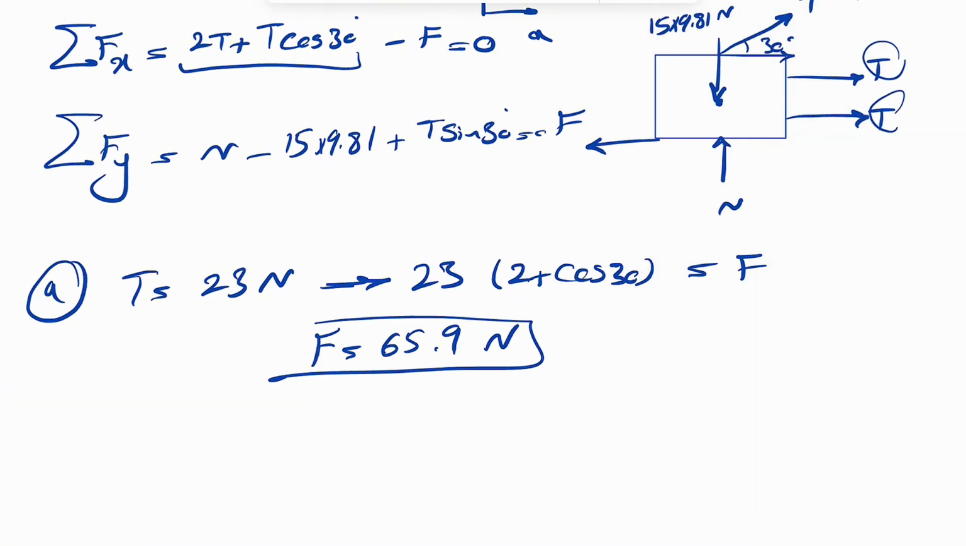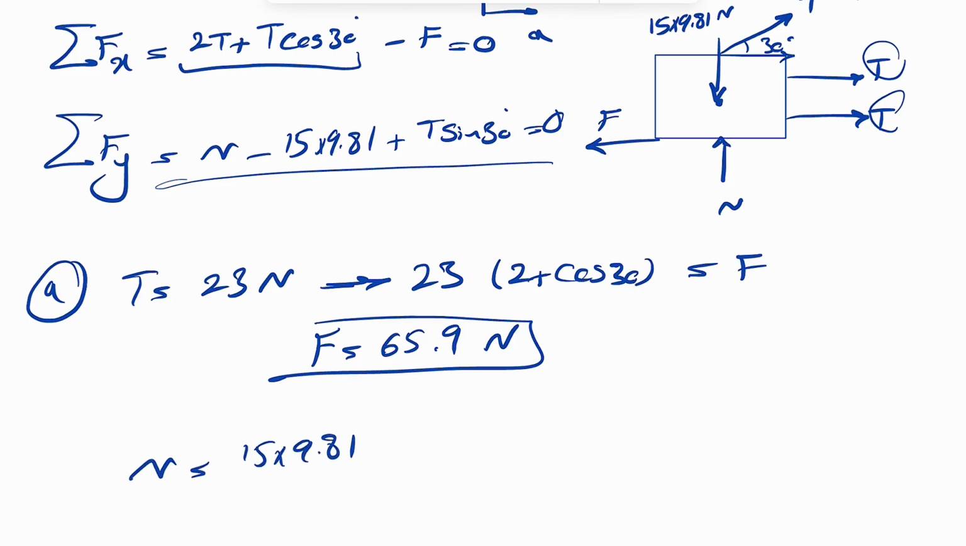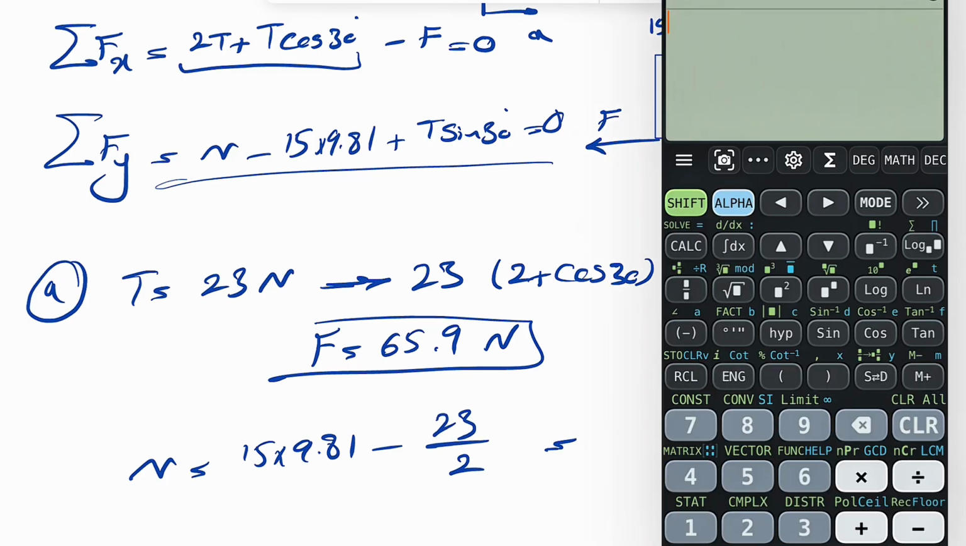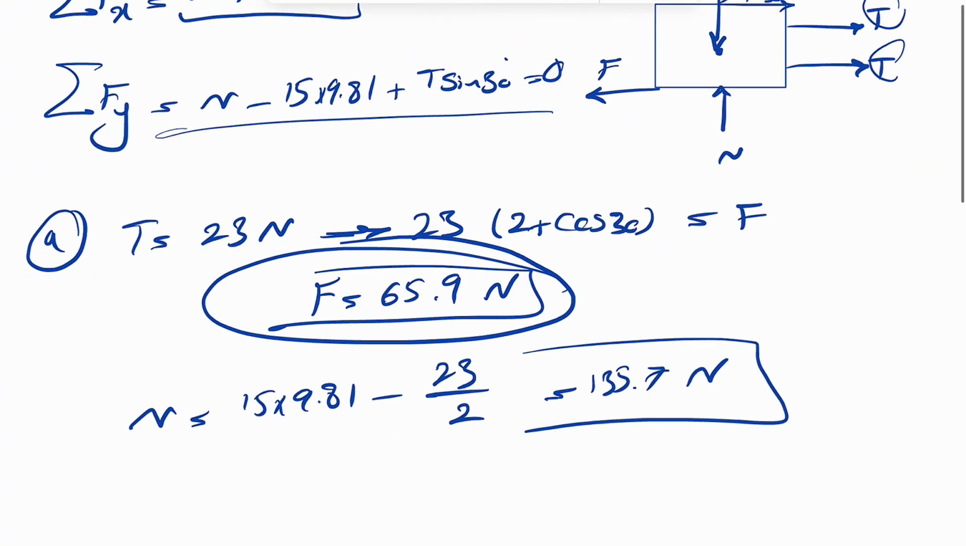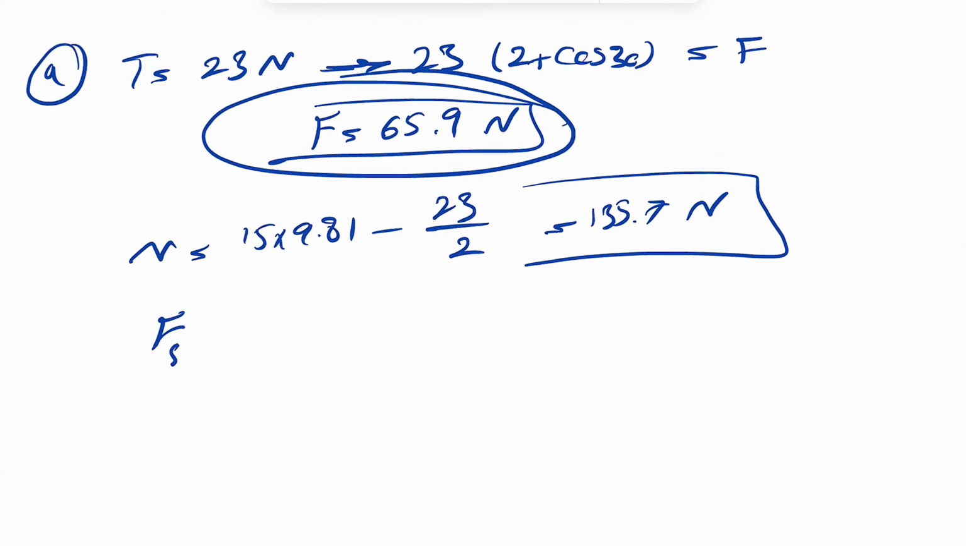And let's see what we have for the normal force. For the normal force, we're going to use the second equation: 15 times 9.81 negative T sine of 30. Sine of 30 is 0.5. So 15 times 9.81 negative 23 divided by 2. So the normal force is going to be 135.7.